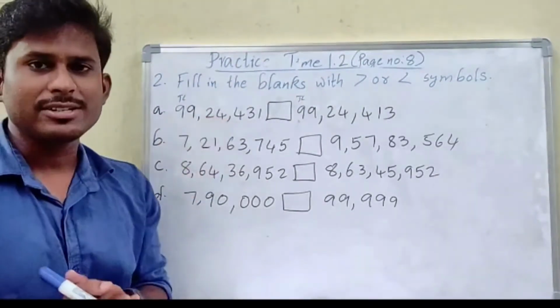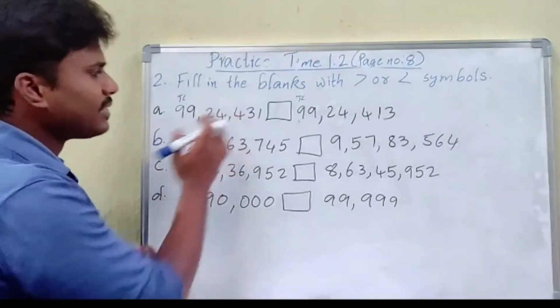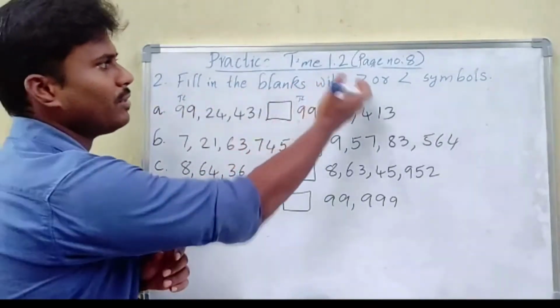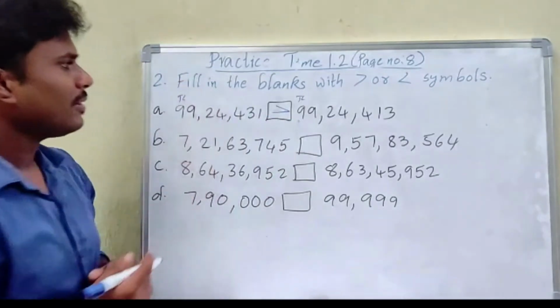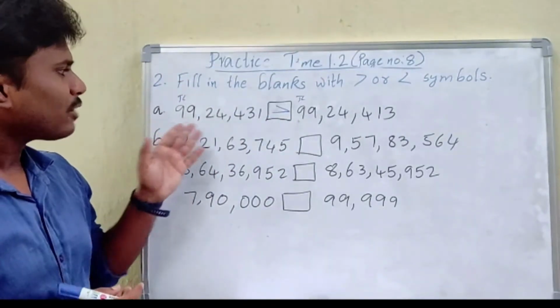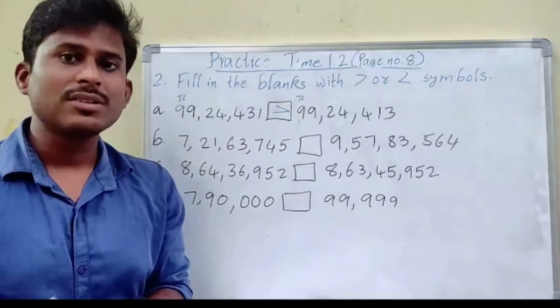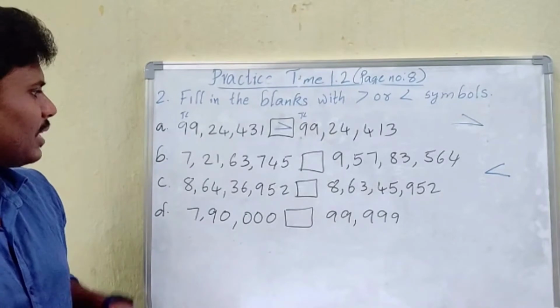So based on the tens place, we have to write greater than or equal. Now see, we said that this number is greater than this number. Greater than symbol like this. Okay, so 99,24,431 is greater than 99,24,413. Now go for the next question.